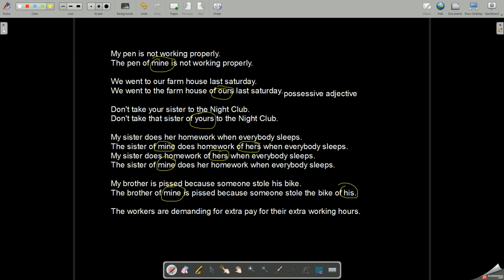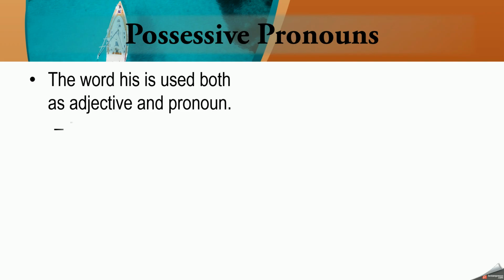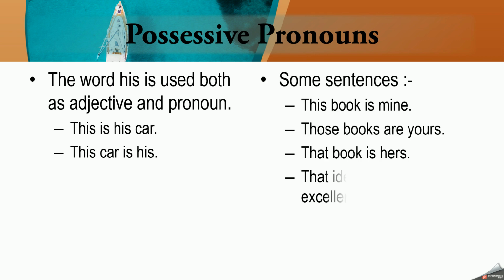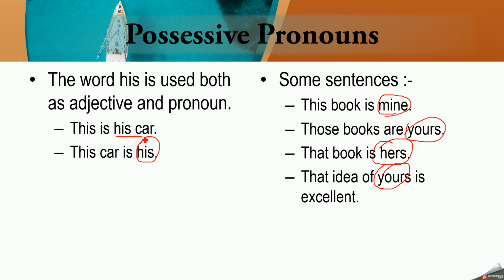Okay, so these are all the examples of possessive pronouns. You can see here, this is his car, this car is his. Some sentences are given here, like this book is mine, those books are yours, that book is hers, that idea of yours is excellent. So in these statements you can easily see that these are your possessive pronouns. Okay, so this is your possessive pronoun and this is your possessive adjective.